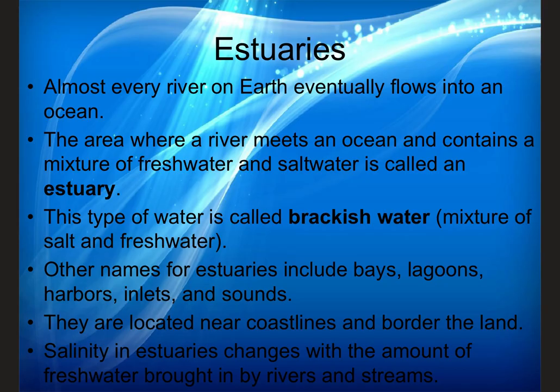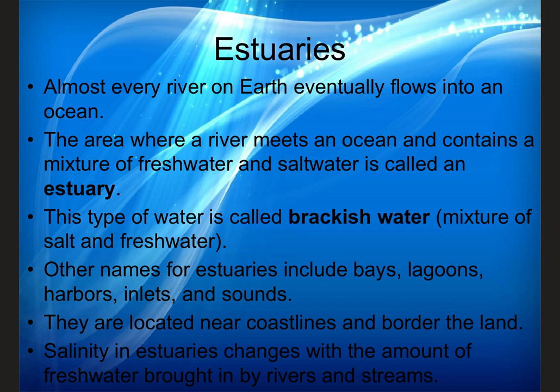All right, so another type of ecosystem is called an estuary. So almost every river on the earth eventually flows into the ocean. The area where the river meets the ocean contains a mixture of freshwater and saltwater. We call this an estuary. This type of water is called brackish water, which is a mixture of salt and freshwater. Other names for estuaries include things like bays, lagoons, harbors, inlets, and sounds. They are located near coastlines and border the land.